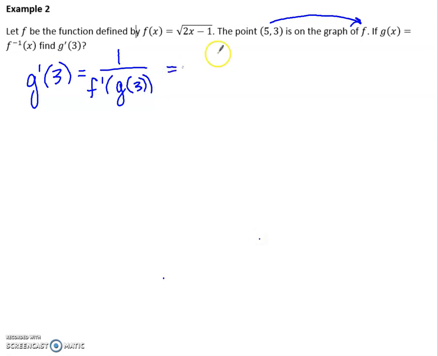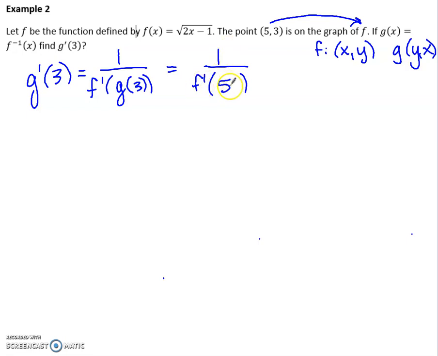So let's do it. 1 over f prime of, well, we need to know what the inverse function's value is at 3. They gave you a point on the original, and if you remember, when you have two inverse functions, whatever (x, y) is on the original is the same as (y, x) on the inverse, so they switch places. So if I plug in 3, I should go back to 5 for an inverse. It might take a few times watching that through to really understand it. Then I just need the derivative at 5, so that's going to take a little extra work.